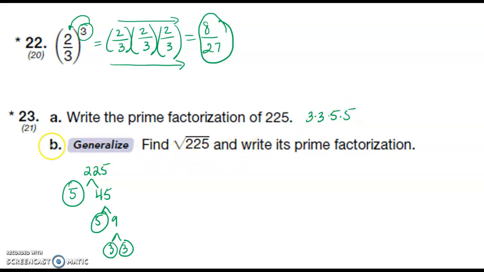Okay, and then this says find the square root of 225 and write its prime factorization. So if I plug this into my calculator, square root of 225, I get 15, which means it's 15 times 15, and 2 in the house, 1 comes out. So the answer is 15. Prime factorization of this is 3 and 5. Now can you see how here I have 2 3s and 2 5s, and here I just have 1 3 and 1 5? They're trying to get you to see that.